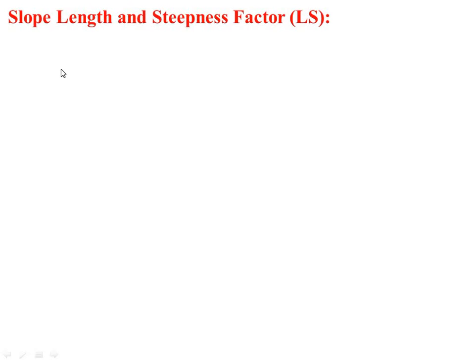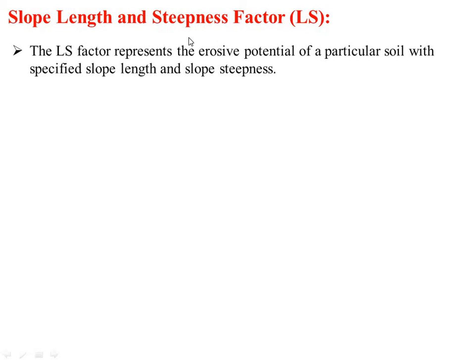We come to the next factor, that is the topographic factor, and the topographic factor includes factor for slope length and slope steepness, that is LS. Taken together we write it as LS, where L stands for slope length and S stands for slope steepness. The LS factor represents the erosive potential of a particular soil with specified slope length and slope steepness.